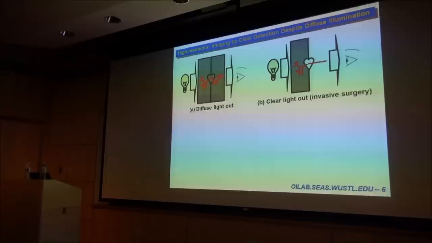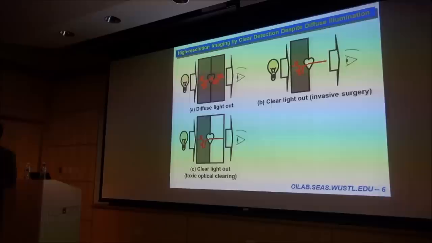You can do a little better by using optical clearing, by introducing osmotic agents. You can turn the tissue almost transparent. Now you keep the tissue intact, this side becomes transparent, and you can form a very good image as well. But this is a toxic process, so it's hard to use in vivo.